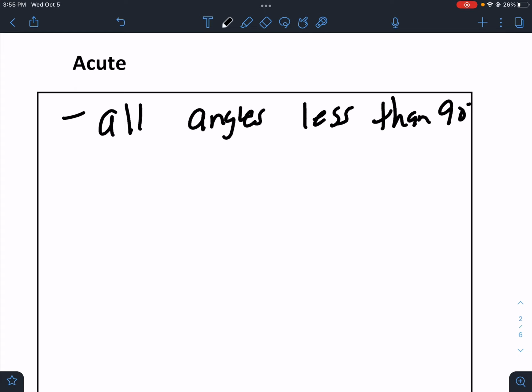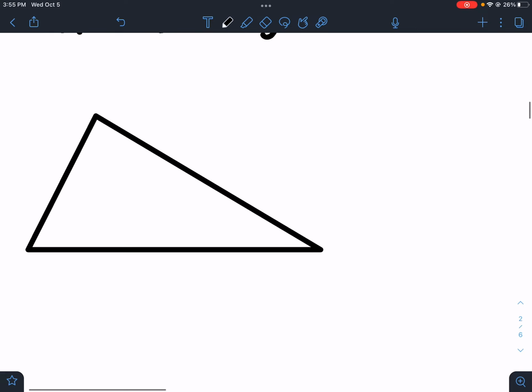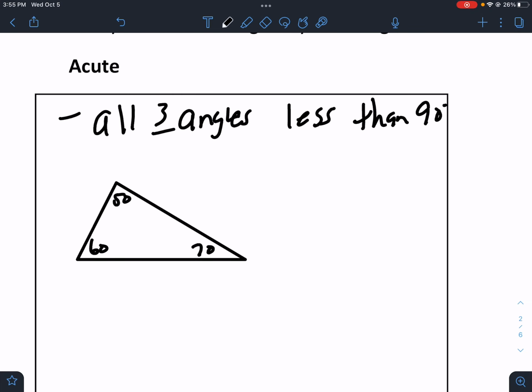90 degrees. All angles. All three angles. So can I draw an acute triangle? Yep. How would I know that it's an acute? I'd have to get some numbers in there. 50, 60, 70. That's an acute triangle. So every angle is less than 90.